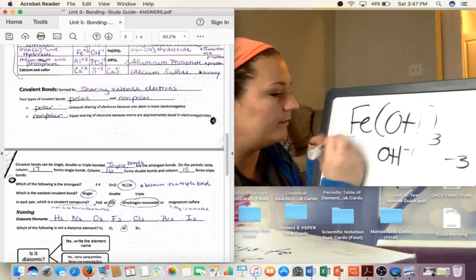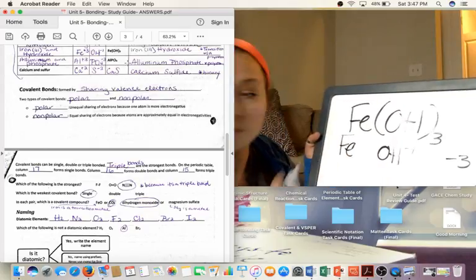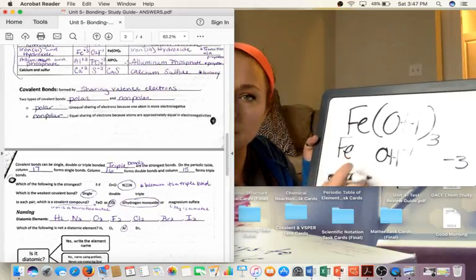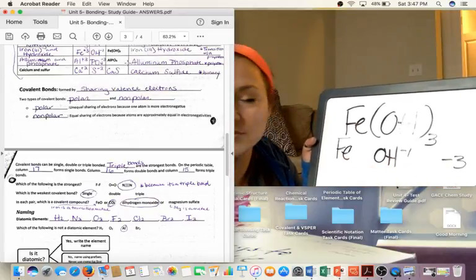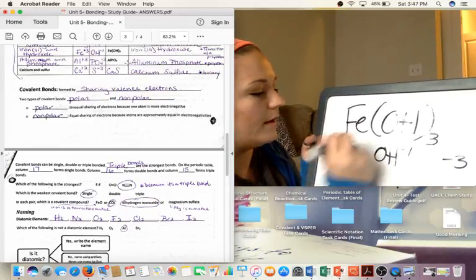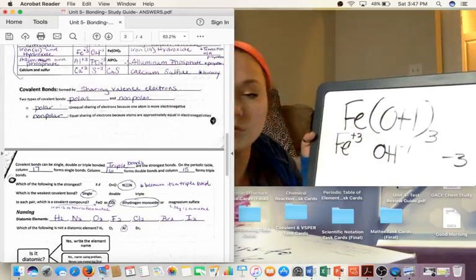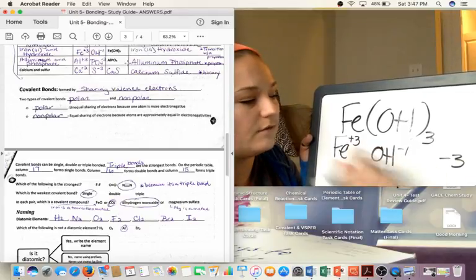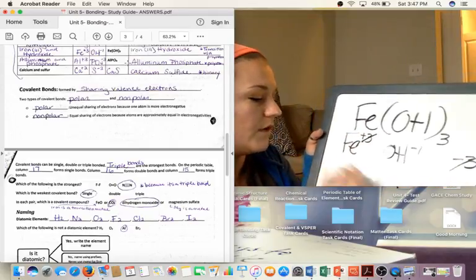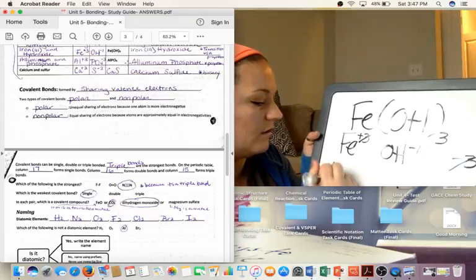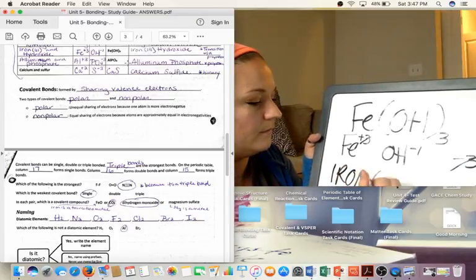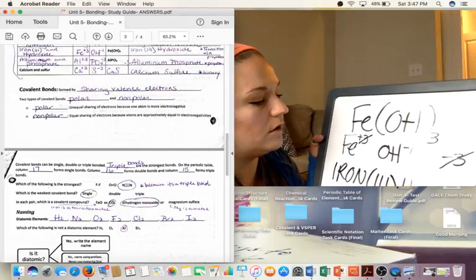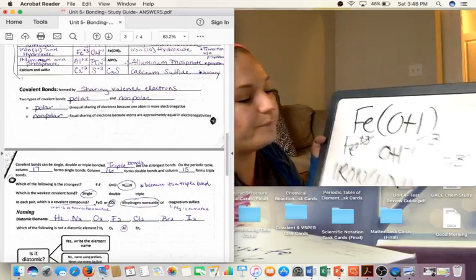So iron, there's only 1 of it. If iron is positive and my OH is negative and there's 3 of them, automatically you need a +3 charge to cancel out the -3 overall charge. So it's going to be iron(III) hydroxide.